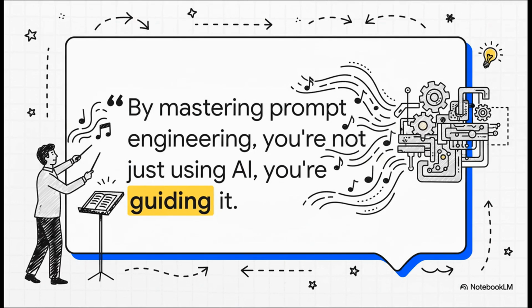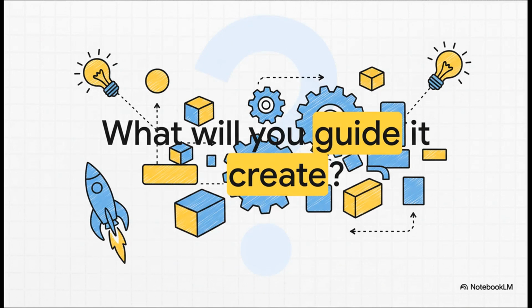And that right there, that's the key takeaway. This is all about shifting your mindset from being a passive user of AI to becoming an active director. You are the conductor of the orchestra, guiding this incredibly powerful instrument to create exactly what you envision. So you now have the toolkit. You can move beyond just basic questions and start architecting incredible results. The only question left is, what are you going to guide it to create?